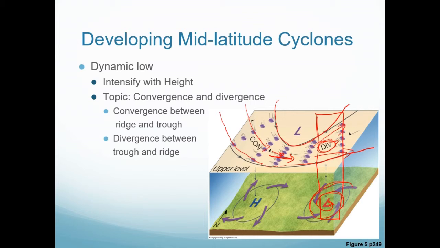And then we could go through and do exactly the same thing talking about the anticyclone or the high pressure on the converging side of the trough. And you would find the same situation there.